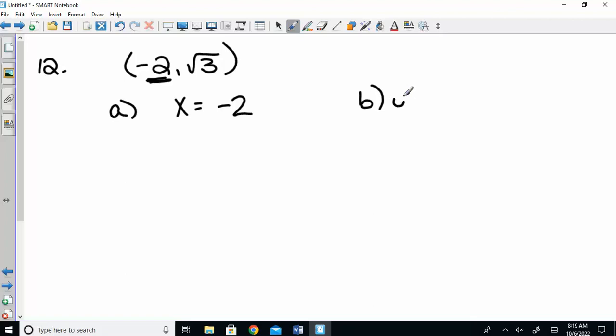B, the horizontal line. So you told me horizontal was y equals something. So if it goes through this point, the y has to be square root of 3. All right. Is that okay?